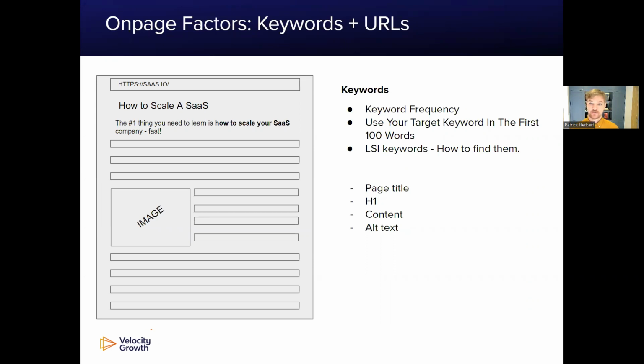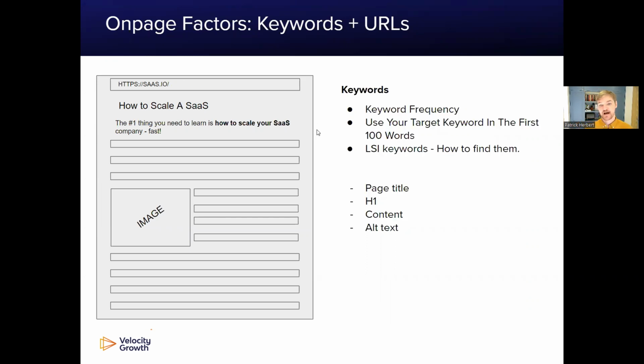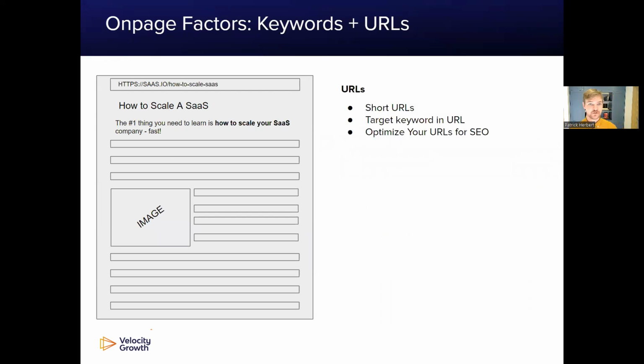So that's it. Now we know, don't stuff your keywords, but use your keyword in the key places: page title, H1, content, alt text. And there's one more we need to cover actually, URLs. And we know that LSI keywords, or keywords related to the topic you're talking about, should be included in the content, but you want to make sure that you are being natural when you find them. On-page factors, so URL.